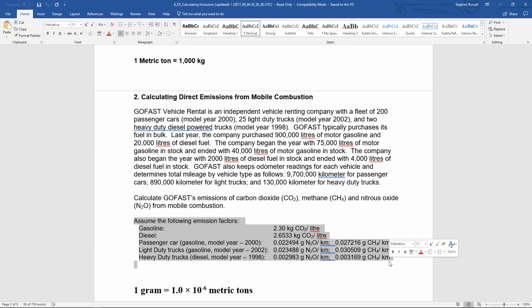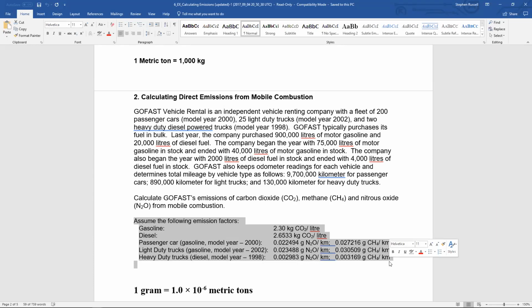Why is this? The answer is that the CO2 emissions from fuel combustion are mostly determined by the amount of carbon in the fuel, and therefore the type of fuel used. So petrol versus diesel, for example. On the other hand, the emissions of methane and nitrous oxide are much more determined by the combustion technologies and the pollution control technologies employed in the vehicles. And these emissions then are much more a function of distance rather than fuel used.